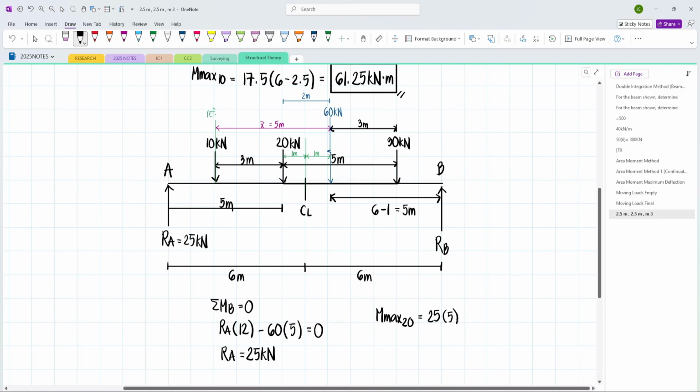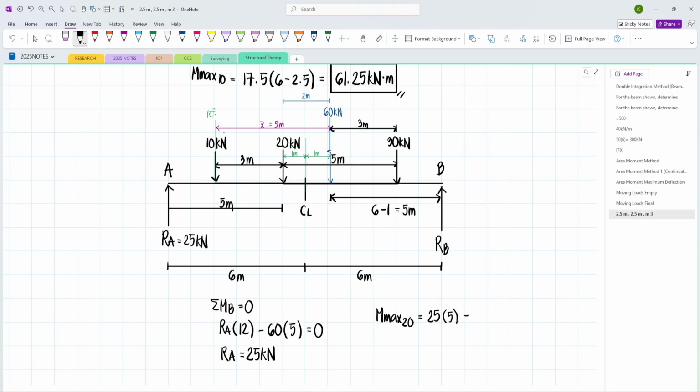25 times 5, and then minus the 10 kN load, since this is where we cut the beam to obtain the moment exactly at this point. So, the 10 kN load will matter. This will cause a counterclockwise moment about the 20 kN load. So, minus 10, then the moment arm going to the 20 kN load is 3 meters.